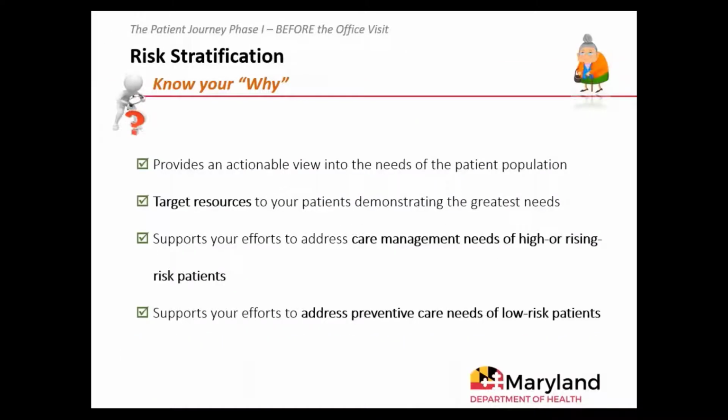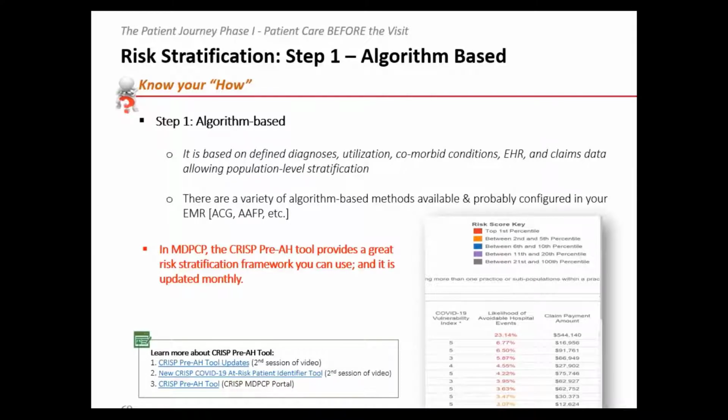So next we'll discuss risk stratification. Why do we risk stratify? We risk stratify because it provides an actual view. It targets resources for our patients to demonstrate their greatest needs. It supports our efforts to address care management needs for our high or rising risk patients, and it addresses preventative care needs for our low risk patients. So risk stratification involves several steps.